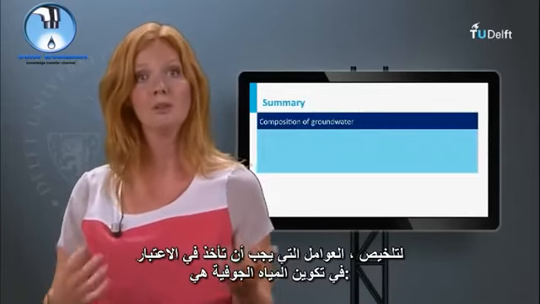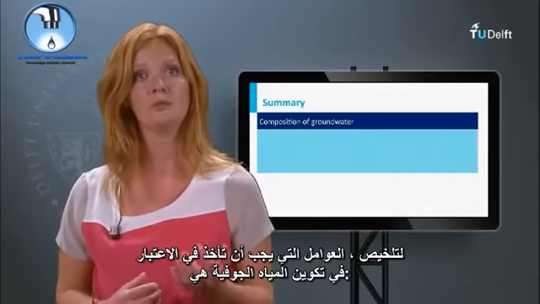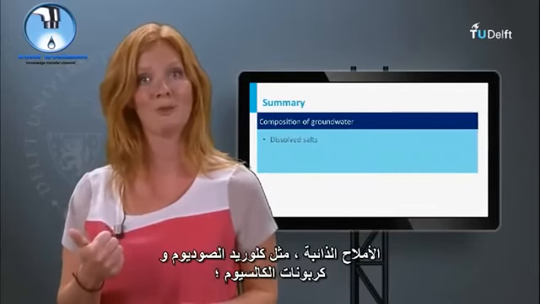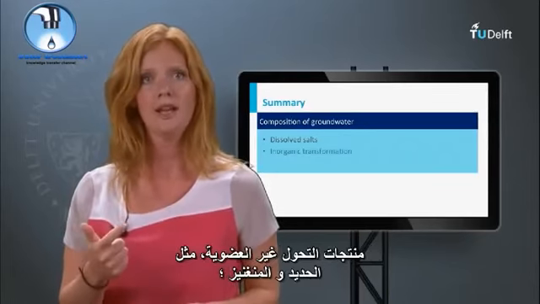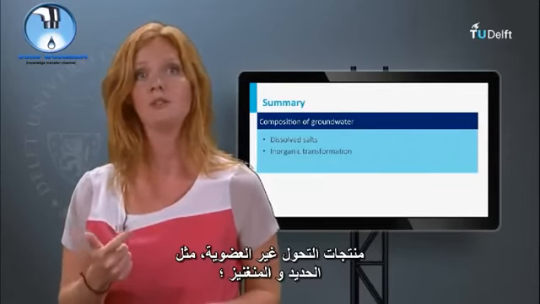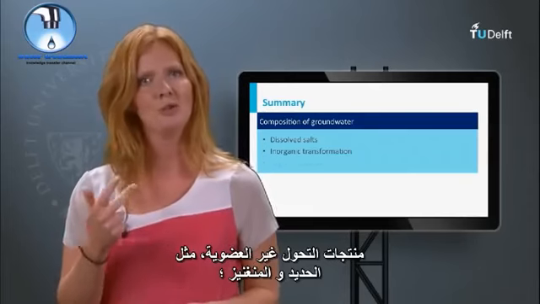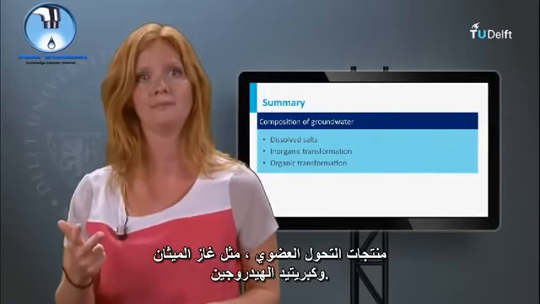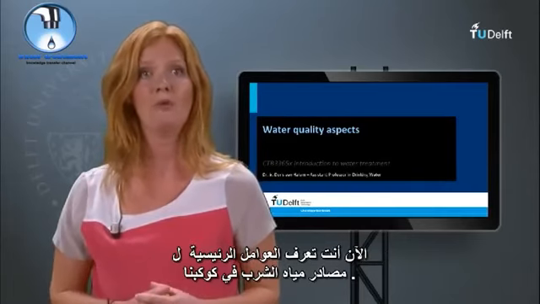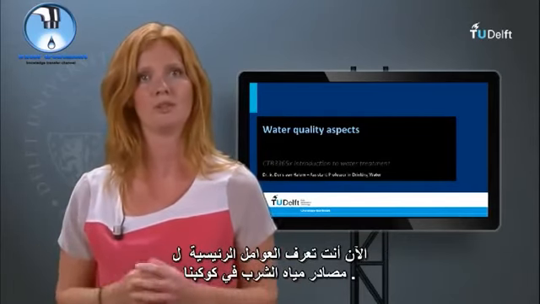To summarize, parameters to take into account for the composition of groundwater are dissolved salts, such as sodium chloride and calcium carbonate, inorganic transformation products, such as iron and manganese, and organic transformation products, such as methane and hydrogen sulfide. Well, now you know the main parameters in our planet's drinking water sources.